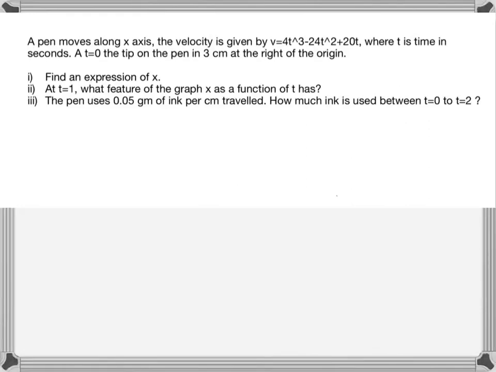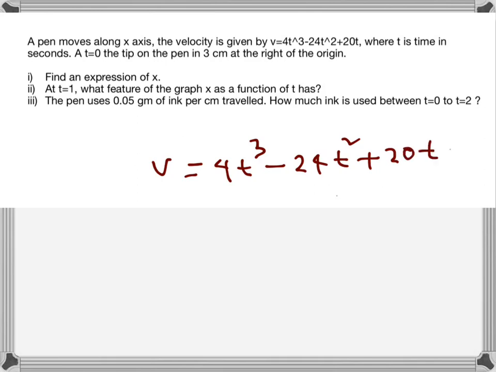The problem says that a pen moves along the x-axis. The velocity is given by 4t cube minus 24t square plus 20t, where t is time, and at t equals 0, the tip of the pen is 3 centimeter to the right of the origin. So when t is equal to 0, x is equal to 3. So you have to find an expression of x, number 1.